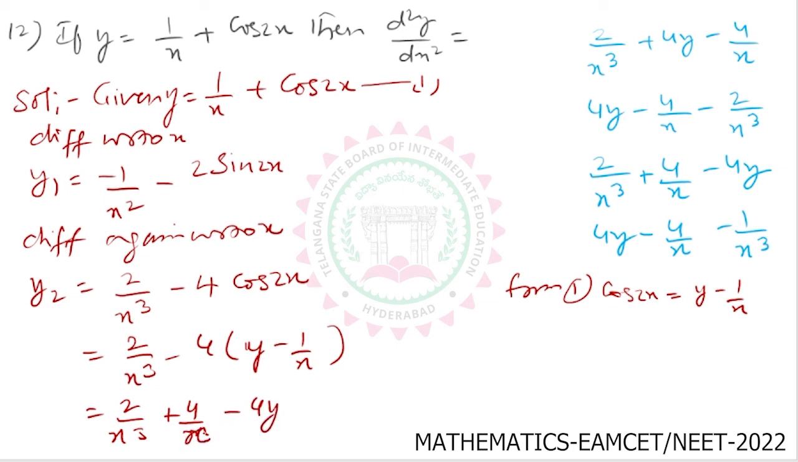So now you see which is the correct option. 2 by x cube plus 4 by x minus 4y. So that is the third option. So the third option is my correct option. Is it clear? So this is nothing but 2 by x cube plus 4 by x minus 4y.